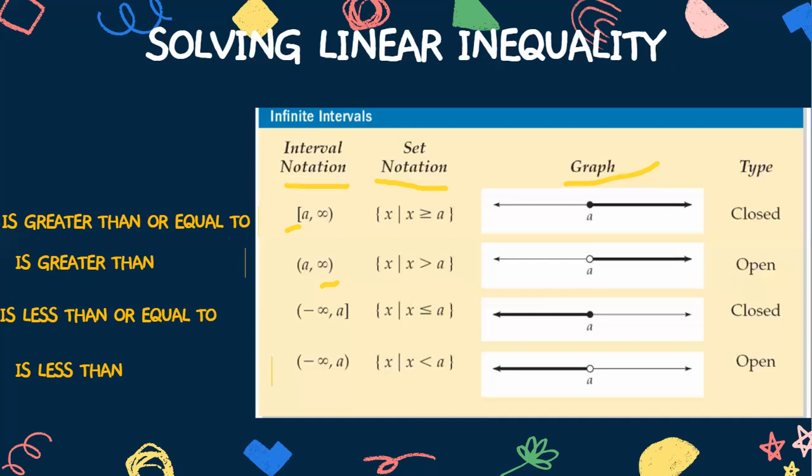And it still goes to the right. When included, the dot is shaded. When not included, the dot is open. Again, when included, we use a bracket. When not included, we use a parenthesis. And the set notation is x such that x is greater than the value.